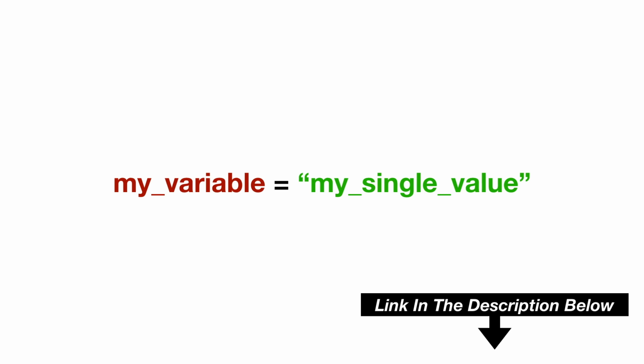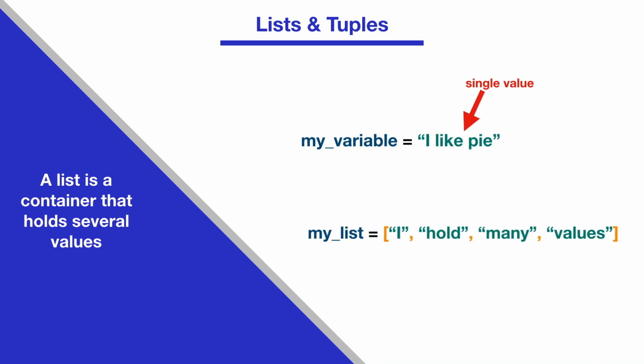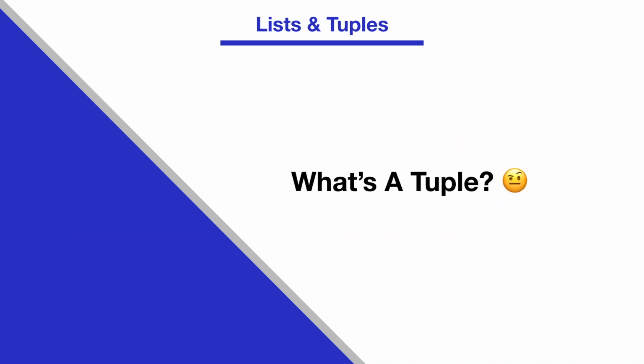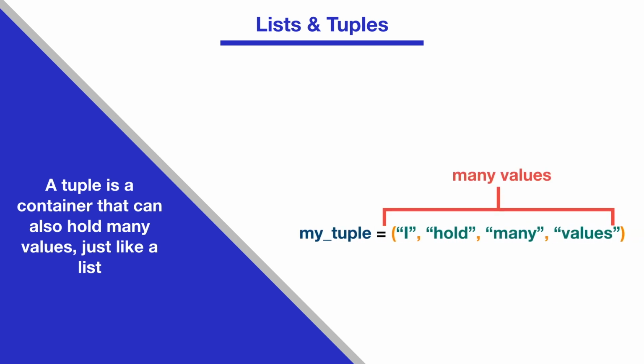Anyway, let's get into what a list is. A list is a container that holds several values. Unlike the variable, which holds only one value, the list can hold many values. So then what is a tuple? Well, a tuple is a container that can also hold many values, just like its sibling, the list.